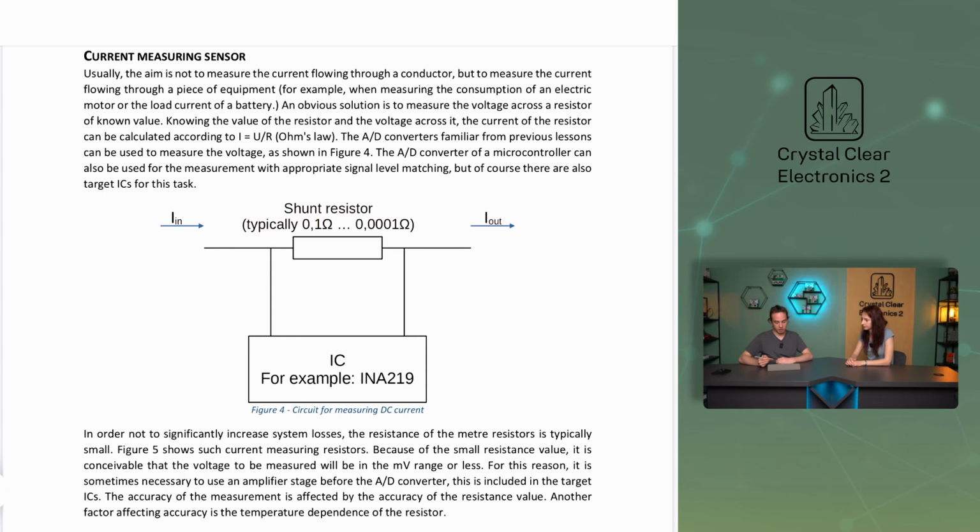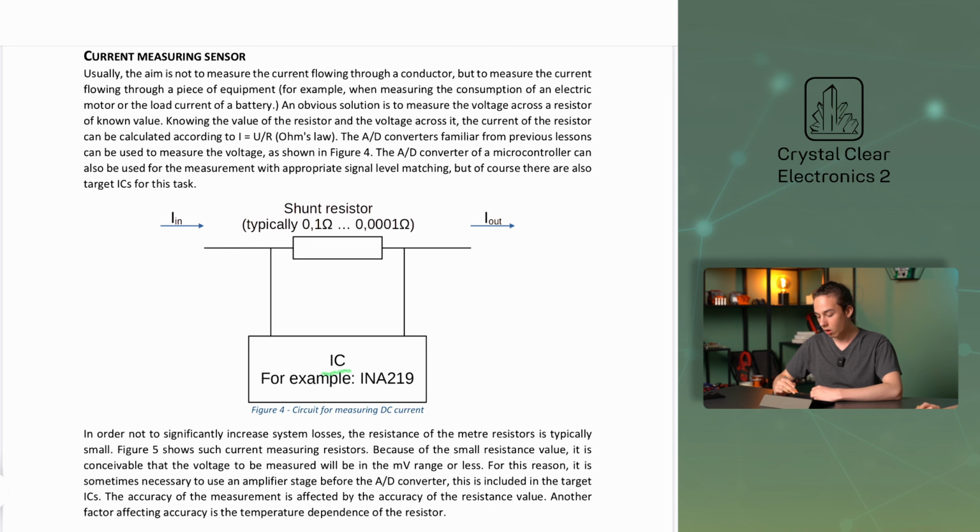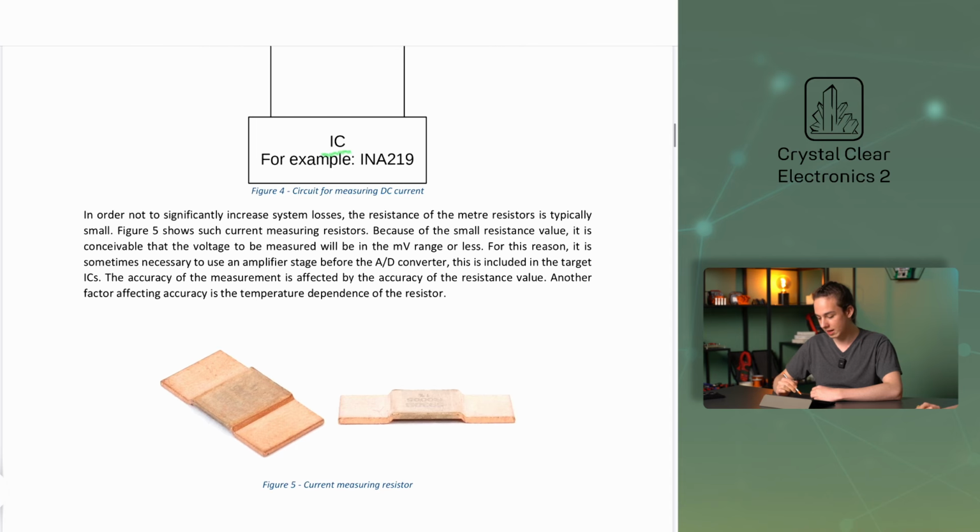The analog-digital converters familiar from previous chapters can be used to measure the voltage, as shown in the figure. The AD converter of a microcontroller can also be used for the measurement, with appropriate signal level matching, but of course there are also target ICs for this task. In order not to significantly increase system losses, the resistance of the meter resistors is typically small. The current figure shows such a current measuring resistor.